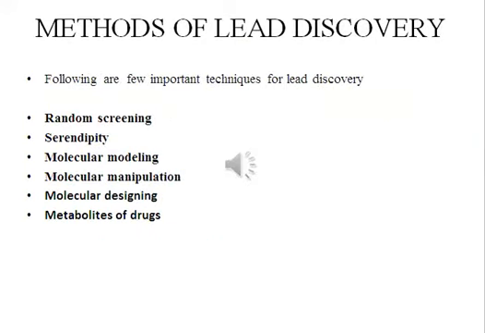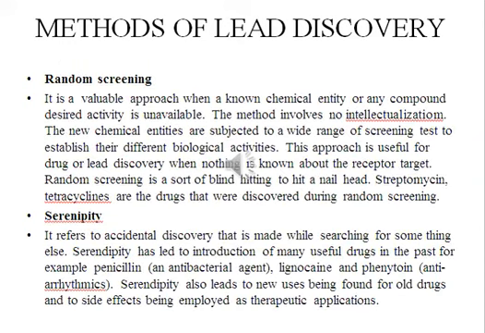So now let's go to the methods of lead discovery, right? There are different important techniques that are used in lead discovery. We will go through these one by one. So first is the random screening. Second is serendipity. Serendipity means by chance, right? If something happens by chance, that's called serendipity. Next, molecular modeling, then molecular manipulation, molecular designing, and the metabolites of drug. So I will see these one by one, right?